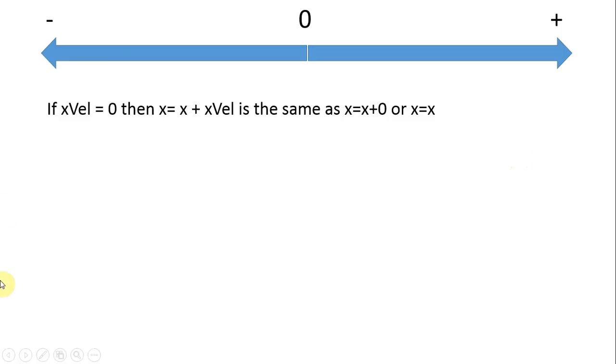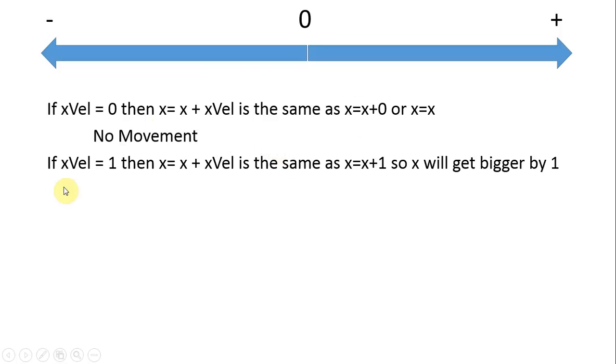Okay, so at the moment we're saying that if xvel equals 0, then x equals x plus xvel. It's the same as saying x equals x plus 0, or just x is x, i.e. there's no movement. So making the velocity 0 means you get no movement because it's adding nothing to it. That's how we start. But if I then make xvel 1, then x equals x plus xvel is the same as x equals x plus 1, so it will get bigger by 1. And we get movement to the right.